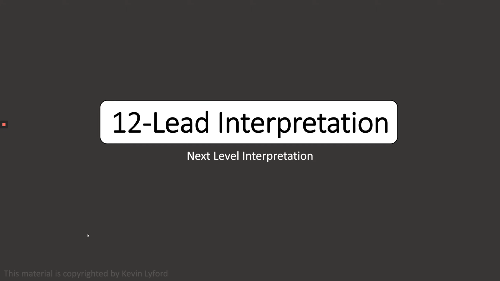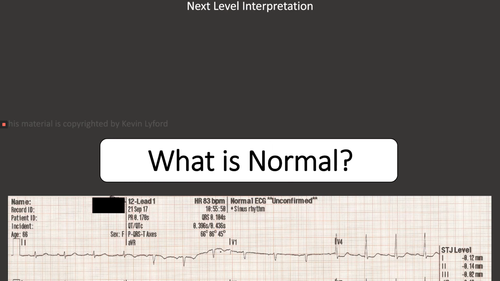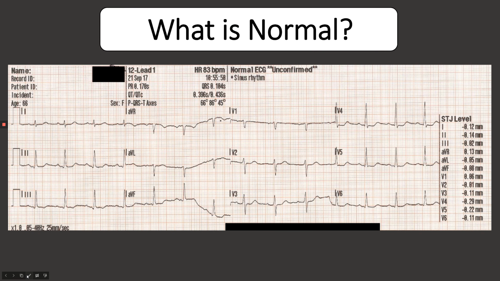Right. So lecture number one in the 12 lead interpretation is going to deal with what a 12 lead should look like. Knowing what's normal on a 12 lead is really important because you can't figure out what's wrong with it unless you know what it should look like, right? So we're going to hop right into it.